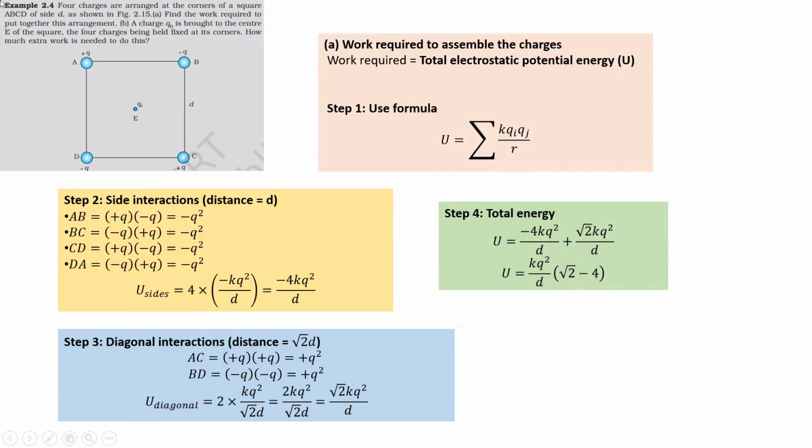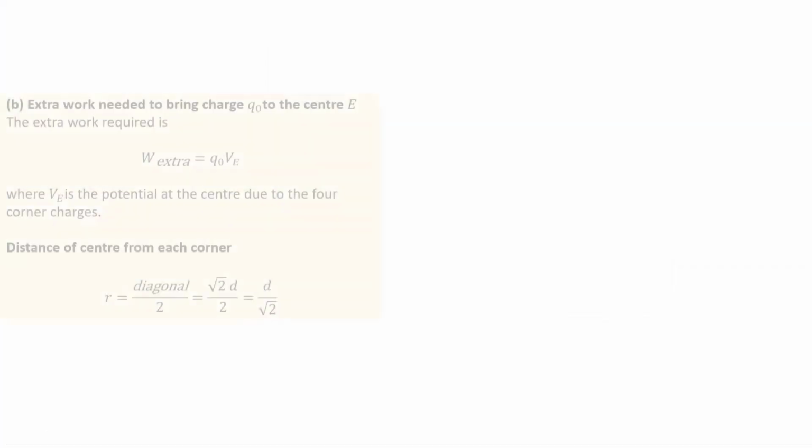Now we'll go for the second part of the question. A charge Q naught is brought to the center E of the square, the 4 charges being held fixed at the corners. How much extra work is needed to do this? We are bringing the charge Q naught under this condition. How much extra work is required to be done?